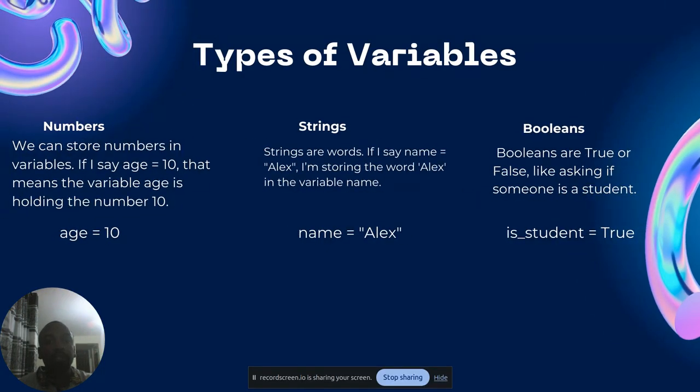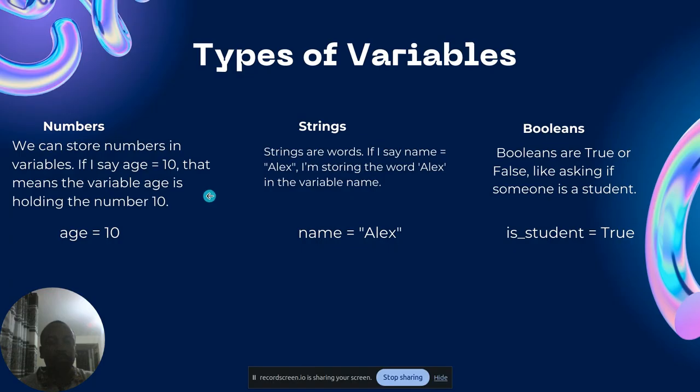Now, the other thing we need to talk about is the types of variables that we have, and I'm going to talk about three main types. The first one is numbers. So we can store numbers in these variables. For example, if we say age equals 10, age is the variable, and 10 is the value that we are storing in that variable.